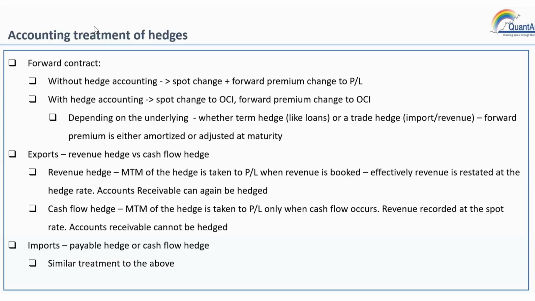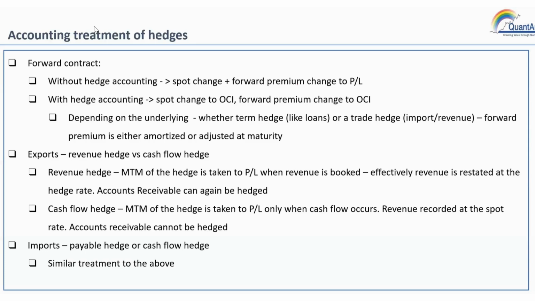Now, there are other subtleties which are important when you consider hedge accounting. For example, in the case of exports, are you going to do a revenue hedge or a cash flow hedge? This is important. Your revenue is going to be recognized on a certain date in the future, and three months later your actual cash flow comes through. From the time the revenue is recognized till the cash flow is due, that entire period, there will be an accounts receivable in your books.